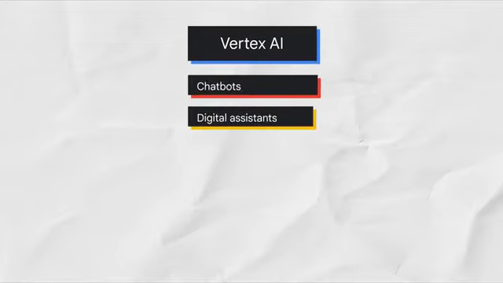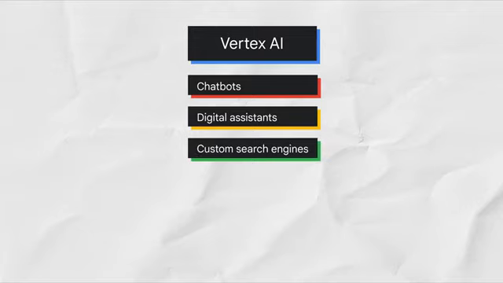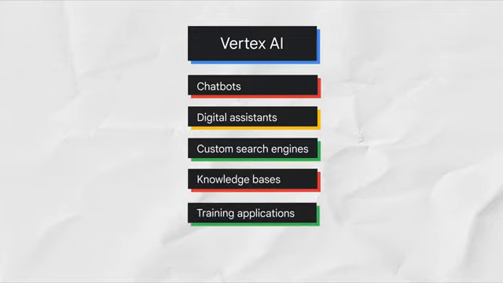Next, we have Vertex AI, which is particularly helpful for those of you who don't have much coding experience. You can build generative AI search and conversations for customers and employees with Vertex AI Agent Builder, formerly Vertex AI Search and Conversation. Build with little or no coding and no prior machine learning experience. Vertex AI can help you create your own chatbots, digital assistants, custom search engines, knowledge bases, training applications, and more.